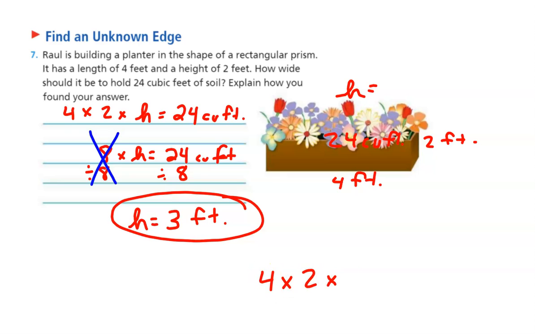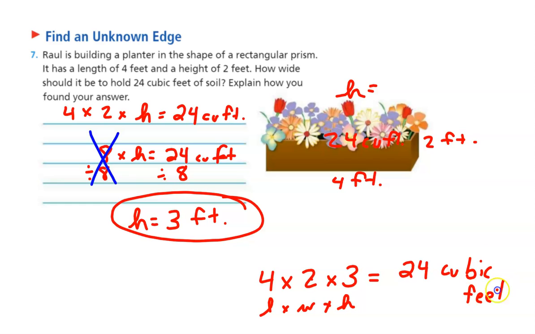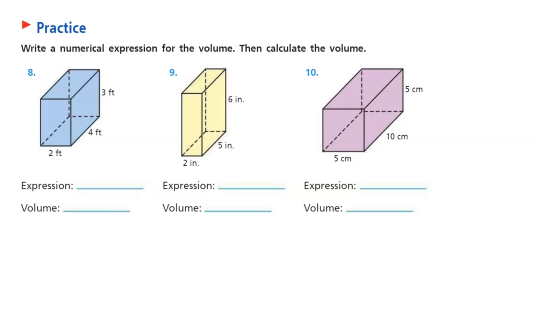We could double check that right now. 4 times 2 times 3, if I thought that 3 was my length times width times height. Well, 4 times 2 is 8, and 8 times 3 is indeed 24 cubic feet. Oops, cubic feet. Okay, so that's going to be kind of our work today. We're going to solve for some unknowns.